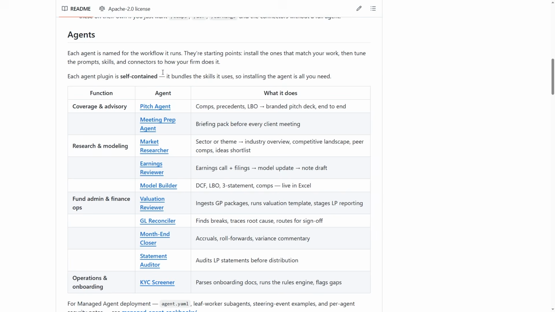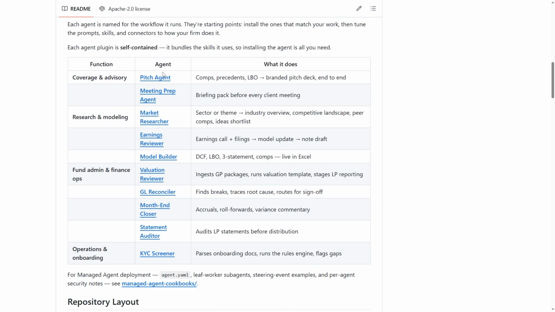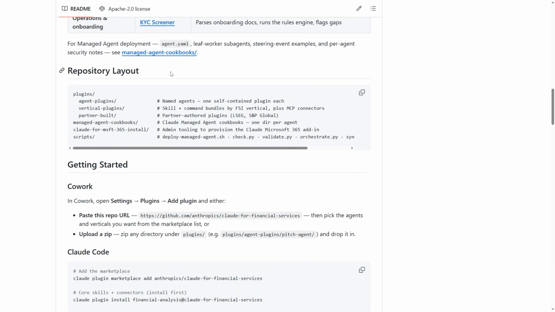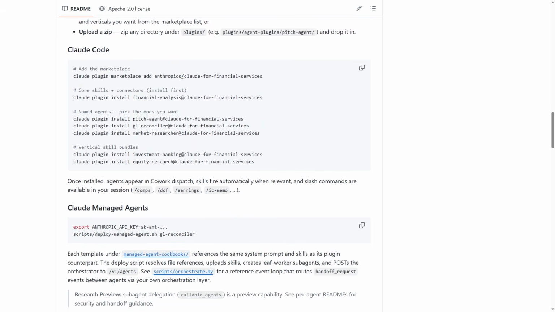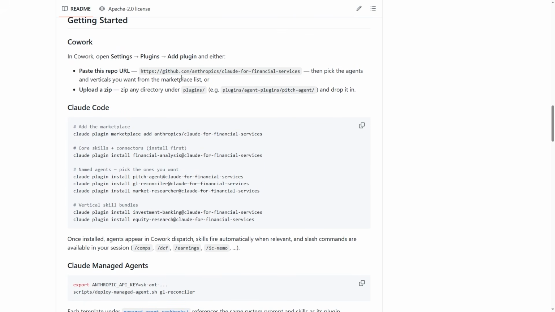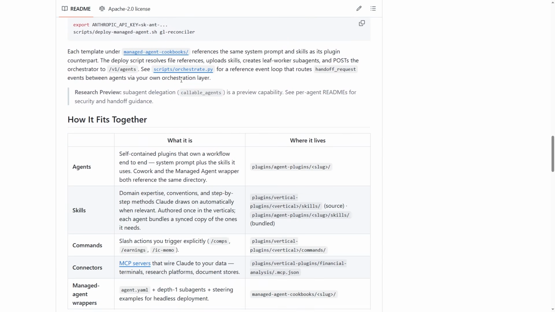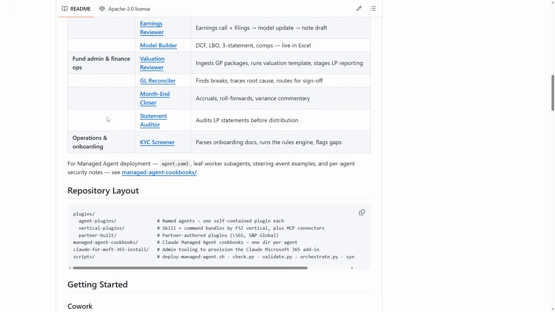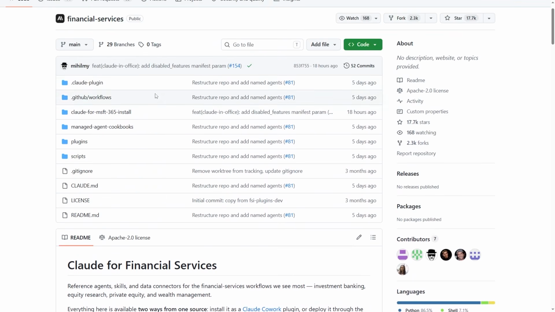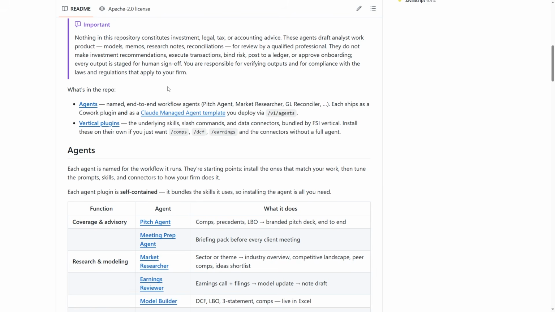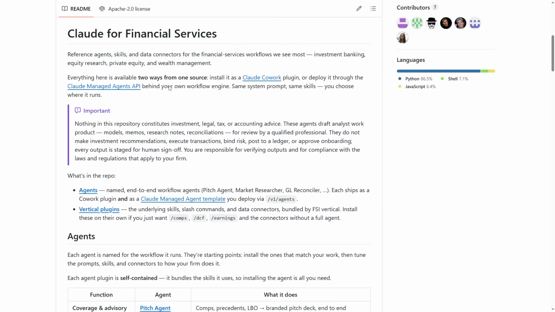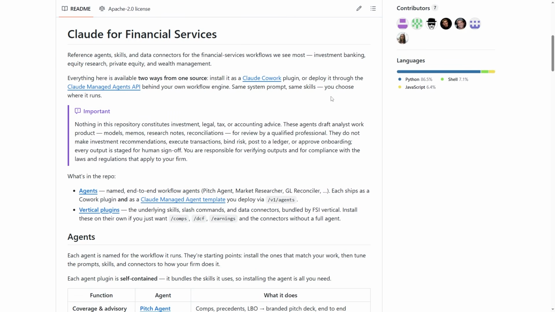Now, a lot of these are just standard finance ones, but some of these are really good for analyzing stocks and looking at where the stock market can go when it comes to certain stocks. Now, in this video, I'm going to be using this GitHub repo, and we're going to be using Cowork to install the plugins so that we can then use these to analyze stocks, get DCFs, and valuations.